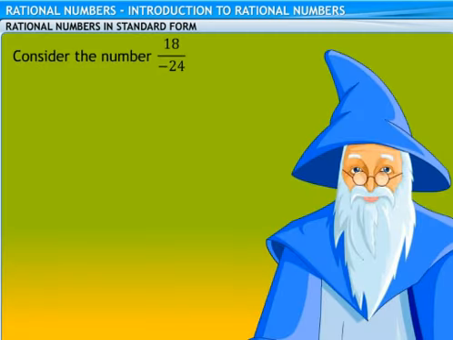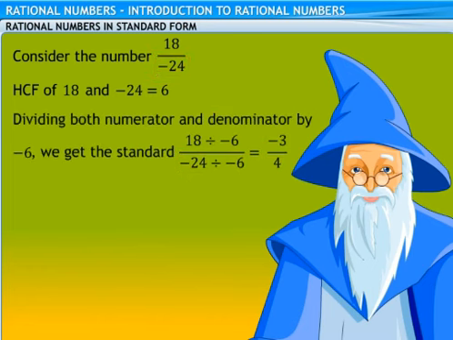Now, we come to the number 18 divided by minus 24. The HCF of 18 and minus 24 is 6. Here, note that the denominator is a negative integer. So, we divide the numerator and the denominator by minus 6 in place of 6 to get the number in its standard form.